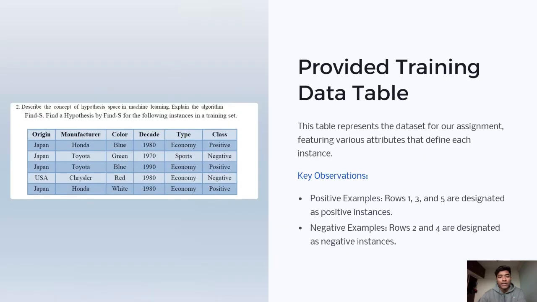Now, here's the dataset we are working with. Some examples are marked positive, meaning they belong to the target concept, and some are negative. For this dataset, rows 1, 3, and 5 are positive, rows 2 and 4 are negative. Find-S will only use the positive ones.